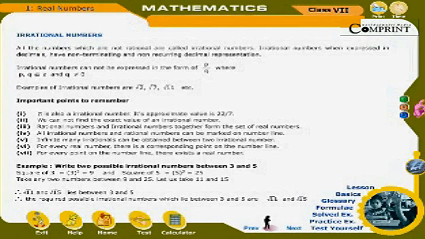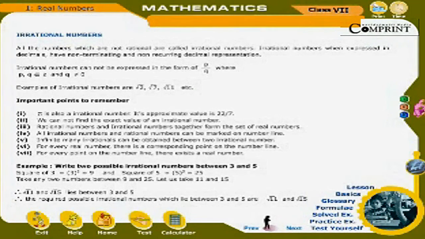Important points to remember. First, pi is also an irrational number. Its approximate value is 22 upon 7. Second, we cannot find the exact value of an irrational number. Third, rational numbers and irrational numbers together form the set of real numbers. Fourth, all irrational numbers and rational numbers can be marked on the number line.